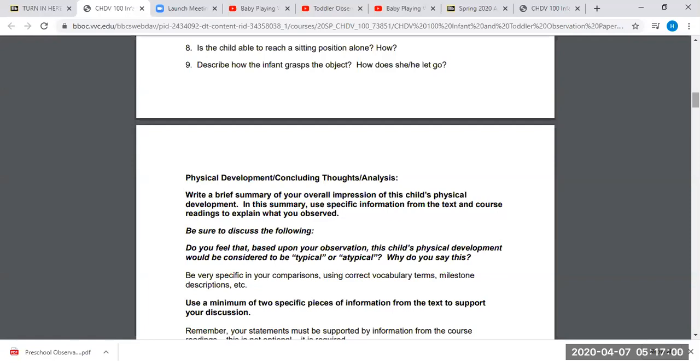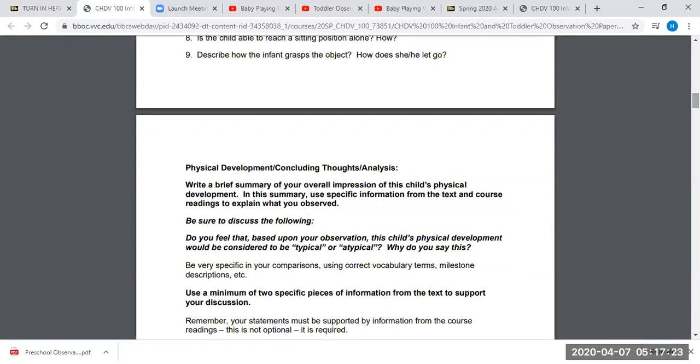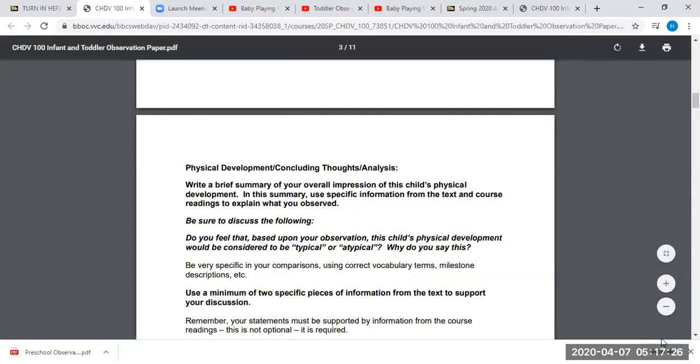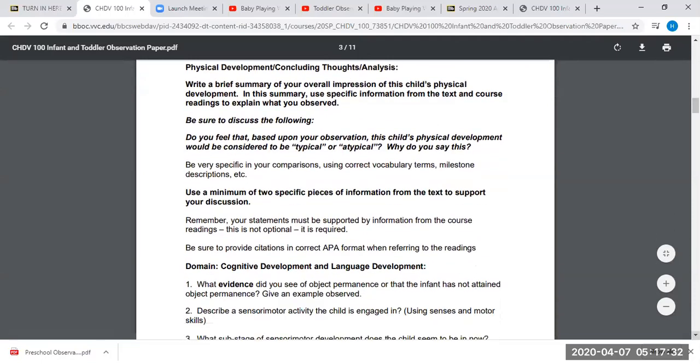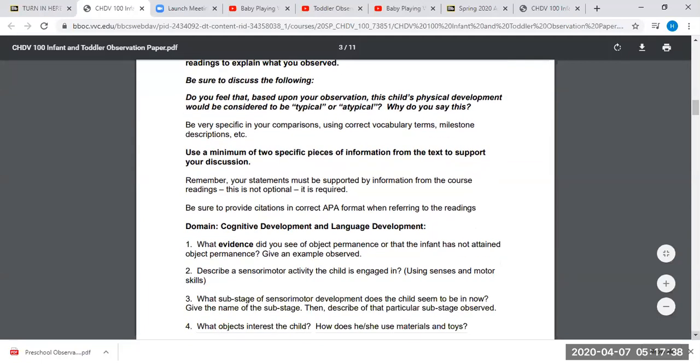You also need to address, do you think this child is typical or atypical? We understand that development is a range, but do you feel this child is typical or atypical? You'll provide information on why you feel that way. You have to support your thoughts with your textbook or your PowerPoint, citing in APA. I'm looking for specific terminology like vocabulary terms, milestones, and descriptions. I want a lot of detail in that area. You also need to provide a minimum of at least 2 sources from the textbook or PowerPoint for physical development.